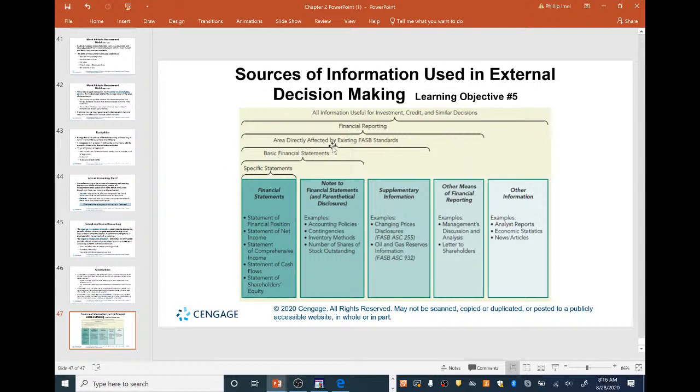The area directly affected by existing FASB standards is just the financial statements, notes, and supplementary information. Basic financial statements, I think we know that, it's the financial statements and the notes, and specific statements is gonna fall within here. So let's just now talk about what they are in here for a second. I think we already know what they are. Specific statements, obviously, financial position, net income. You have a statement of comprehensive income, and statement of cash flow, statement of shareholders' equity.